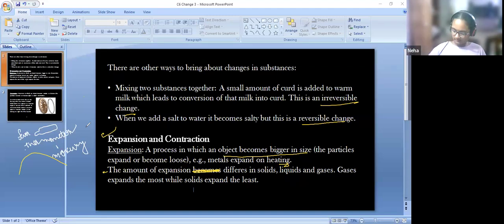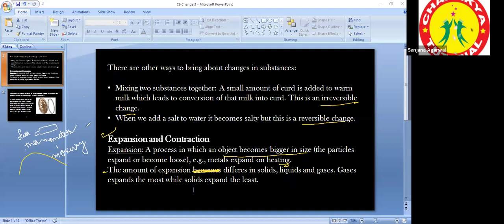When the bridges are used to pass vehicles, the joints in those bridges, which are made of metal, also expand in summer, at a temperature that is now crossing 50 degrees. Okay, noted this. Next, come to contraction.